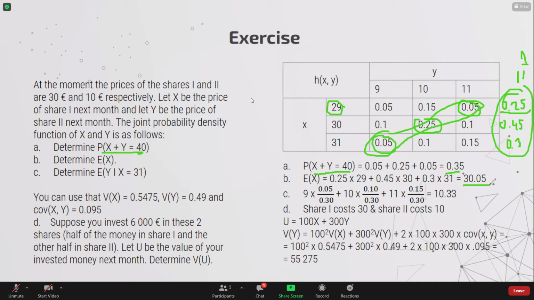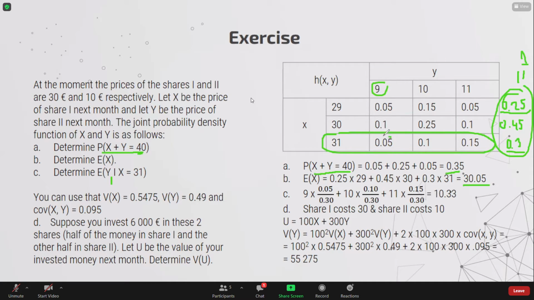Okay. If we go to the third question, we have to determine the probability of y, but we are given that x is equal to 31. So we are only interested in x equal to 31, which is that case here. But we know the total probability of x equal to 31 is 0.3. So we just have to calculate 9, because we have to calculate 9 here.